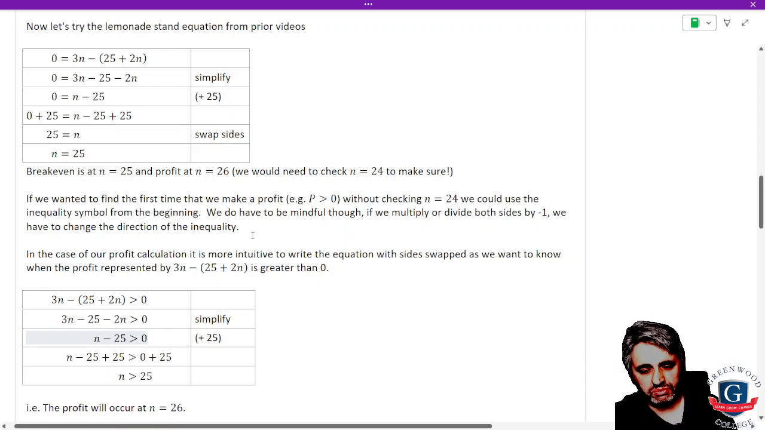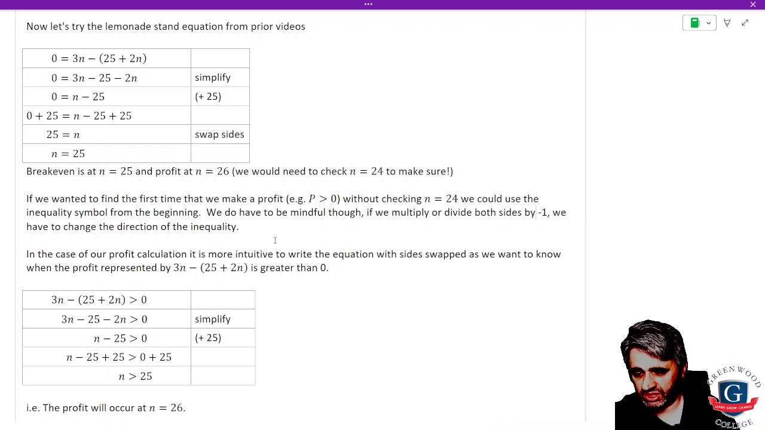The only thing we have to be mindful of when we use an inequality is that if we ever multiply or divide by -1, we have to change the direction of the inequality. So instead of being greater than, it would be less than. So as long as we don't multiply or divide by -1, that's fine. It's the same with swapping the sides. If we swap the sides, we have to change the direction of the sign.